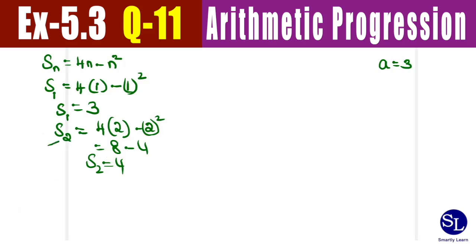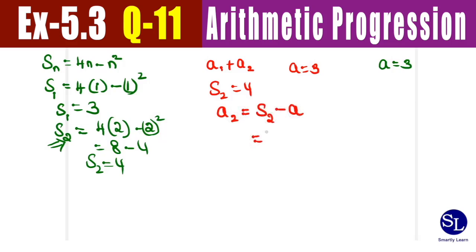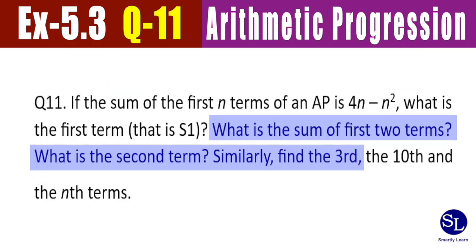So let's understand what is the significance of S2. S2 is nothing but the sum of the first term and the second term. So now that S2 is equal to 4, we also know the first term, that is A1 or A, is equal to 3. So let us find out what is A2. So A2 is nothing but S2 minus A, so 4 minus 3, which is equal to 1. So A2's value is 1. So we found out what is the sum of these two terms and what is the second term.